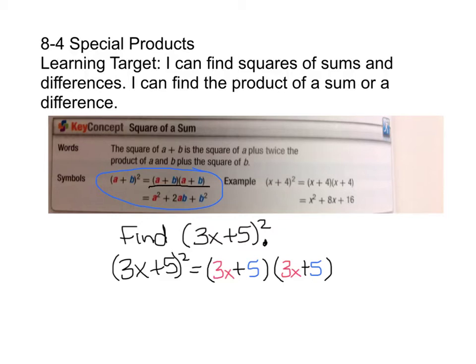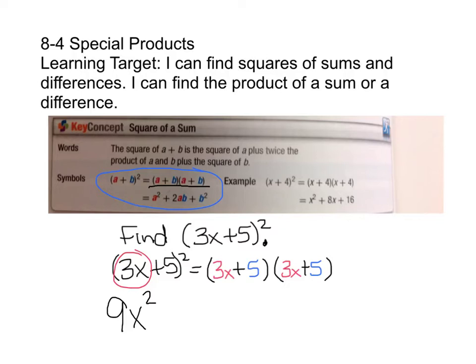When you do that, you can use the FOIL method: first times first, outside times outside, inside times inside, and last times last. Or you could use your distributive property, and some of you like the Punnett square method. But this is a shortcut that I'm going to show you. What our directions say here is to square the first term. My first term is 3x. So if I square my first term, 3x times 3x, that gives me 9x to the second power.